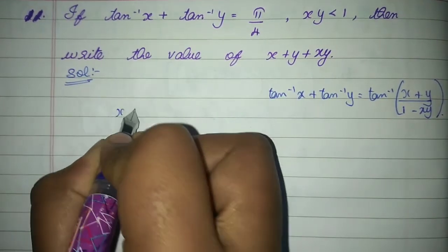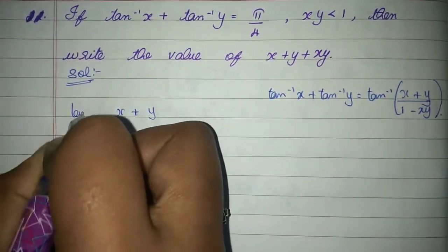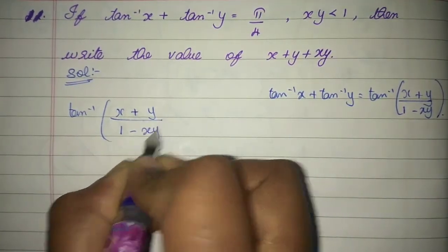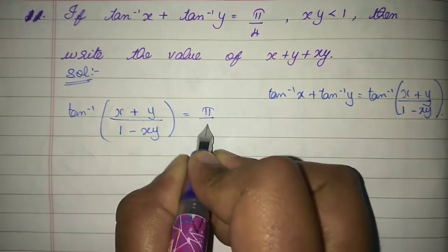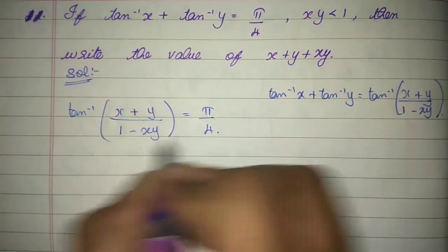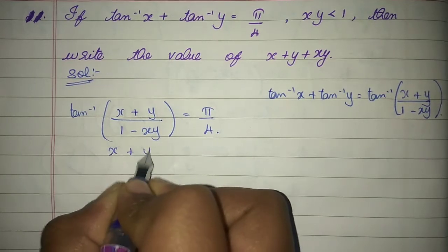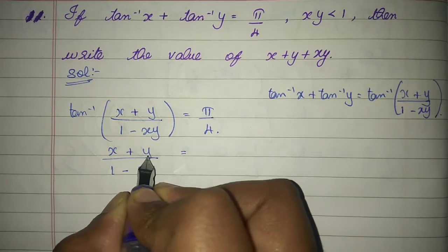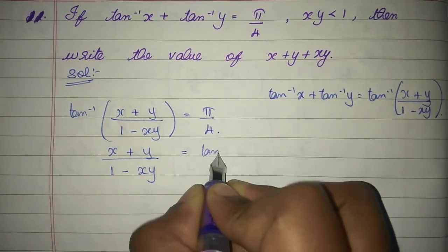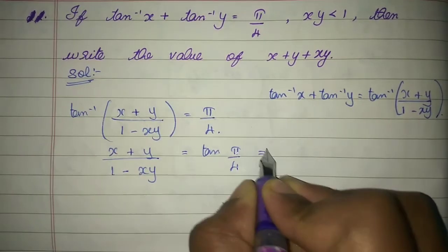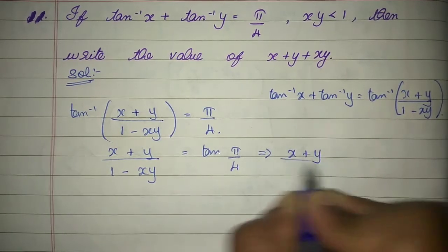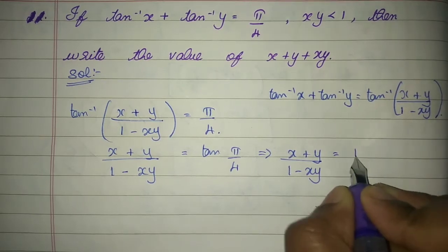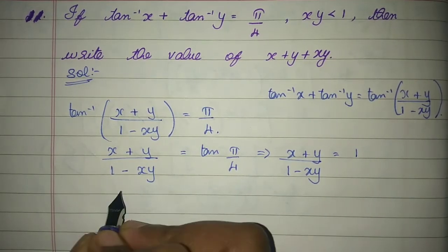So tan inverse of x plus y by 1 minus xy is equal to pi by 4. In the next step, I will be taking the tan to my right hand side. So x plus y by 1 minus xy is equal to tan pi by 4. What is tan pi by 4? It is 1. So directly I will be just taking it there.